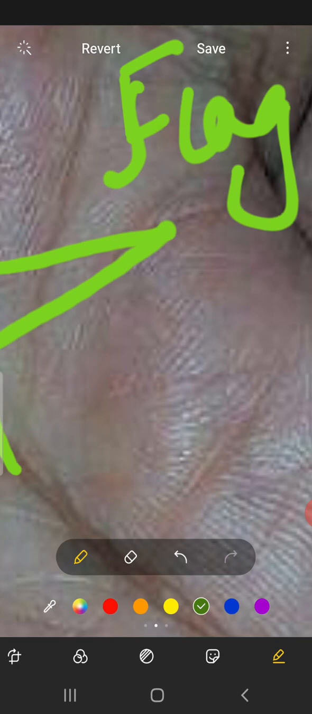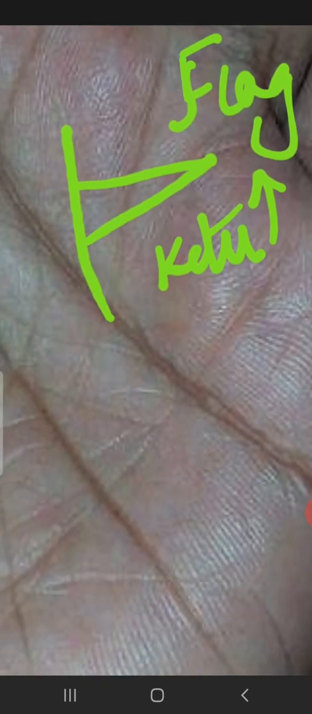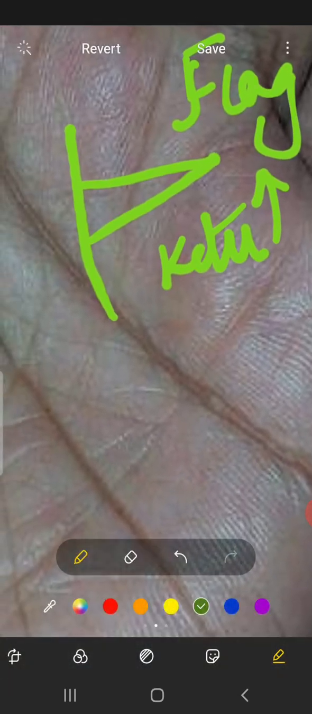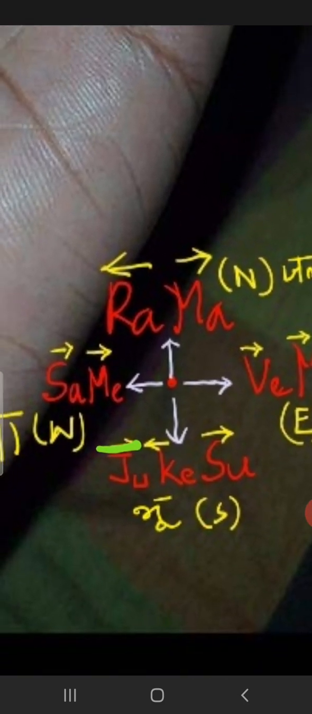Okay, in this case, now you see this branch of the Jupiter line is making a sign of a flag, pataka. Generally, those who know Nadi, Ketu is actually pataka, dhwaj. So it is indeed showing some relationship here in the palm. So I can say that the Jupiter and Ketu relationship is strong, and it is on the sun mount. Yes, that is pretty visible, but then that is not really favorable.